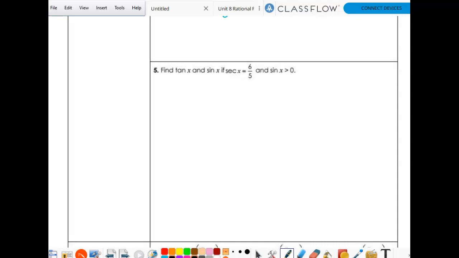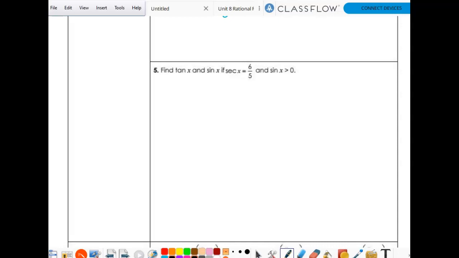So this really isn't mathy, right? It's kind of like a puzzle, literally a puzzle. So it's fun. All right, here's what I need. I have tangent, I have sine, and I have secant. I want to find my tangent, I want to find my sine, and I'm given secant. And then what else did it tell me? It told me that sine is positive.